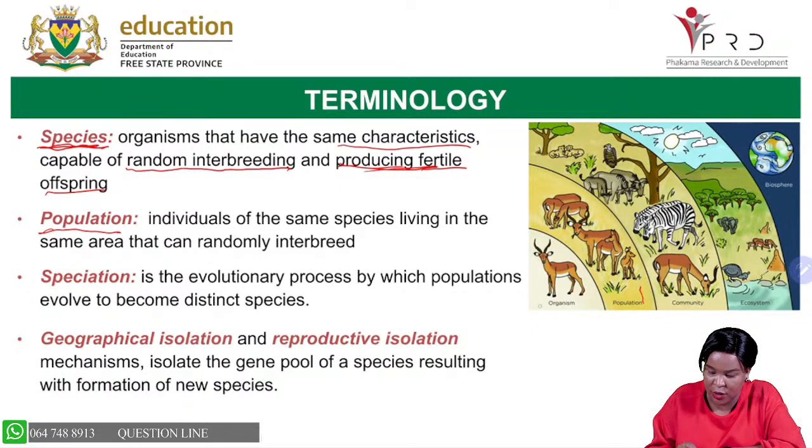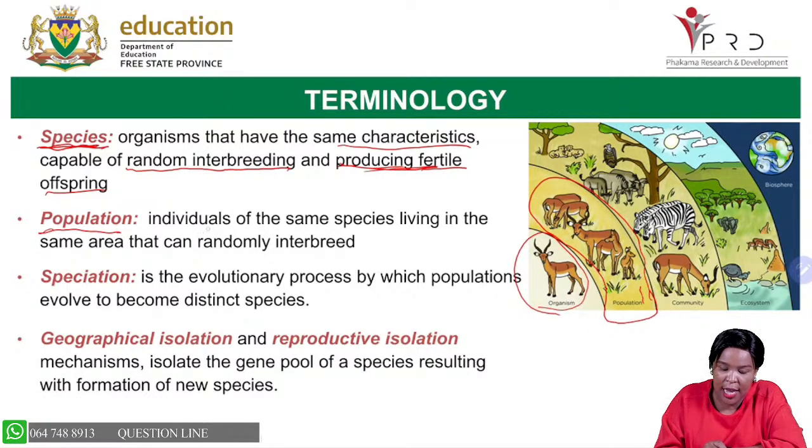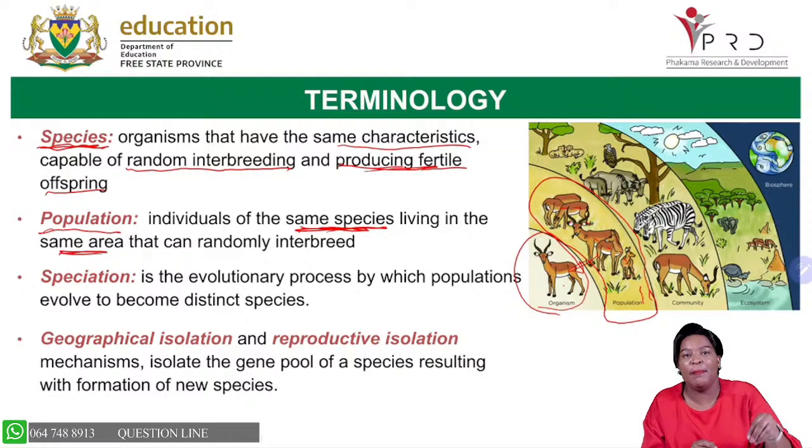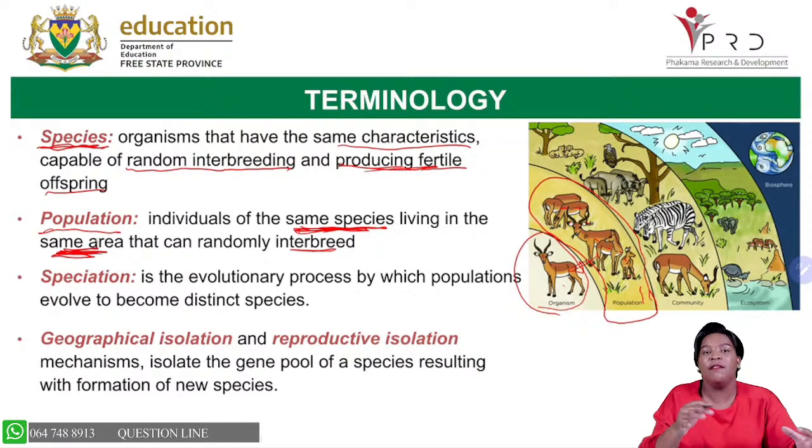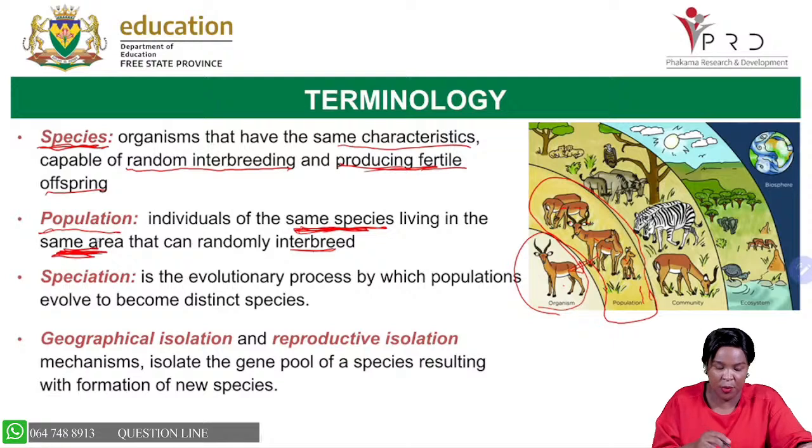You see here, this was an organism or a species. Then you come to the next column, this is your population. What is a population? Individuals of the same species. You see, these are the same species of these organisms. Individuals of the same species living in the same area, very important, occupying the same habitat, that can randomly interbreed. Then what you are adding here is the part that they are living in the same area, then they form part of a population.